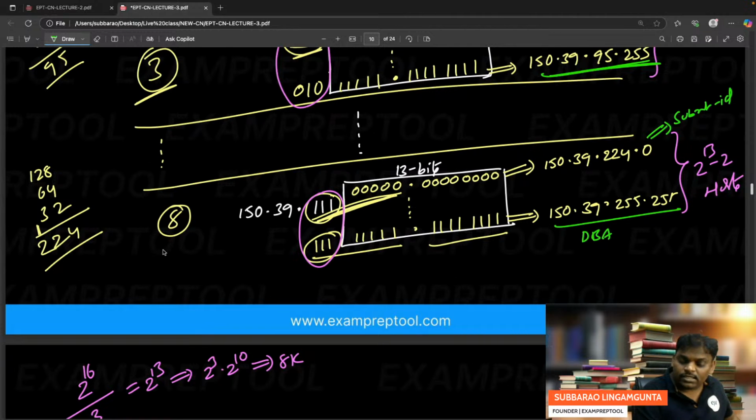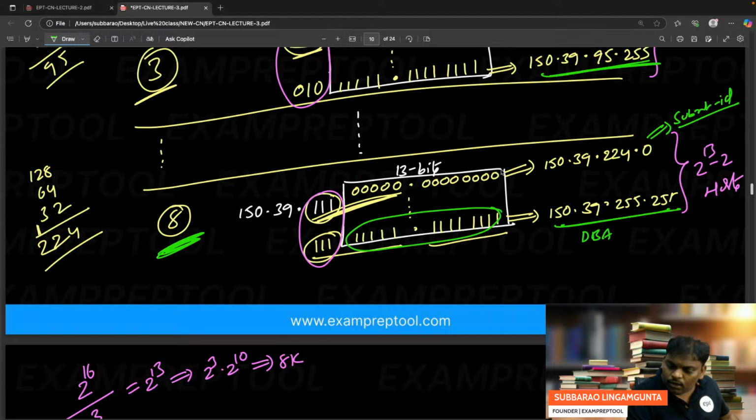What is the last subnet? Eighth subnet ID, eighth subnet DBA, because the host part is all zeros and all ones. So what about the eighth subnet first host? Write everything the same, just write one here. It is 0, next one is 1. What about the eighth subnet last host? Write everything like below, just 255. Just write 254.